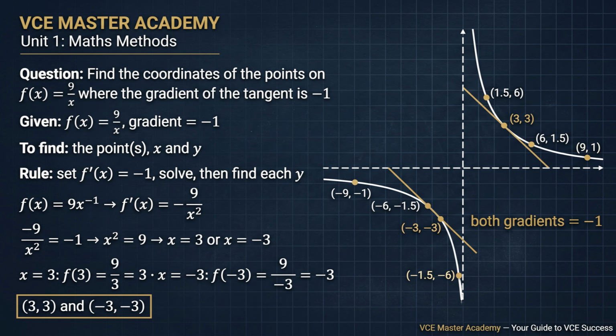And careful, right here is the classic lost mark. x squared equals 9 has two answers, positive 3 and negative 3. 1 point on each branch of the curve.